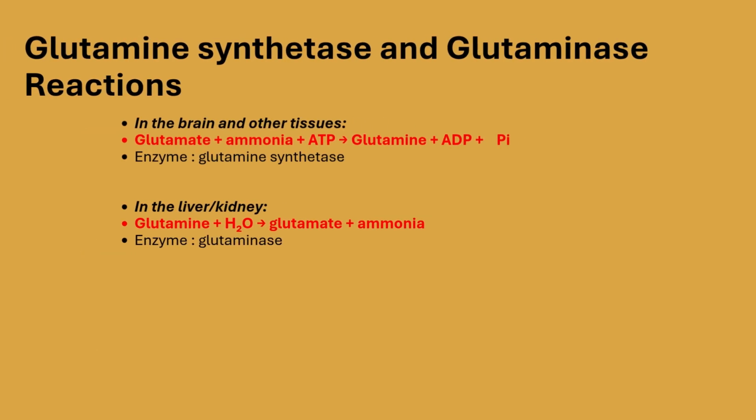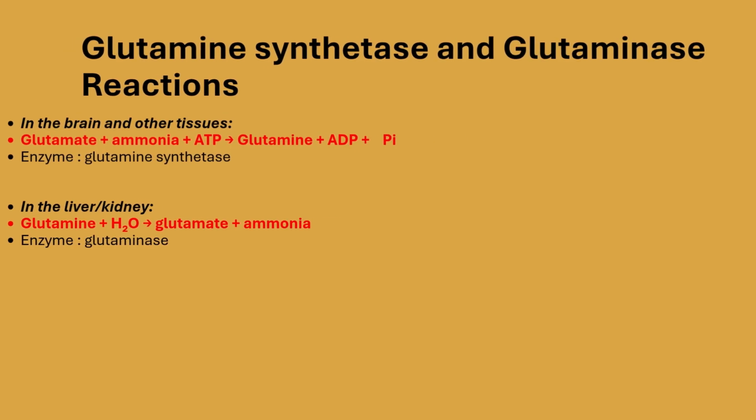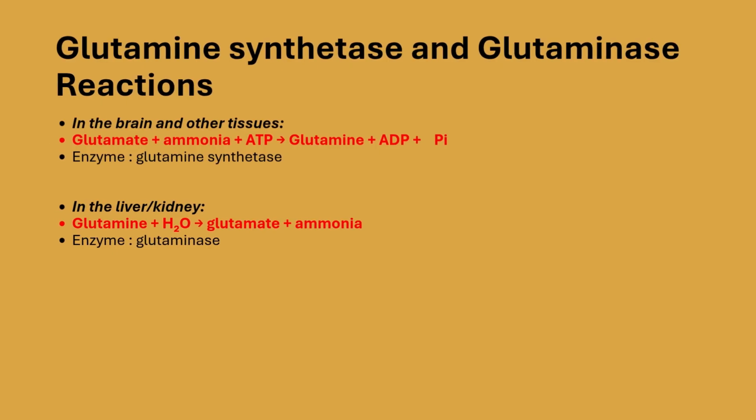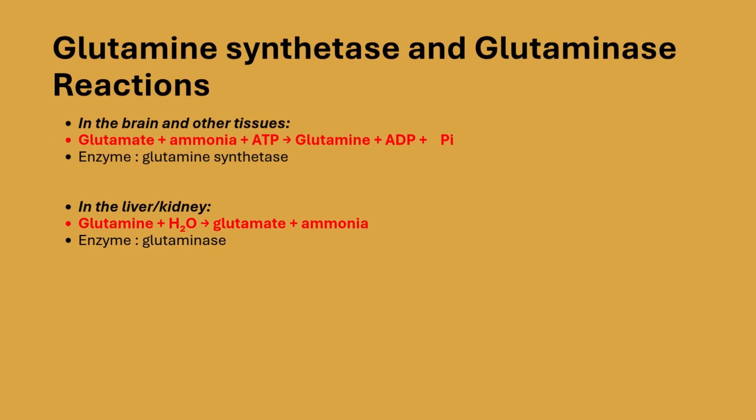Now, let's talk about the glutamine synthetase and glutaminase reactions. As noted earlier, glutamine is formed from ammonia and glutamate in the brain. The reaction is catalyzed by glutamine synthetase and it is ATP dependent. This reaction prevents ammonia toxicity in the brain. The glutamine comes to the liver or kidney and is hydrolyzed to glutamate and ammonia by the glutaminase enzyme.